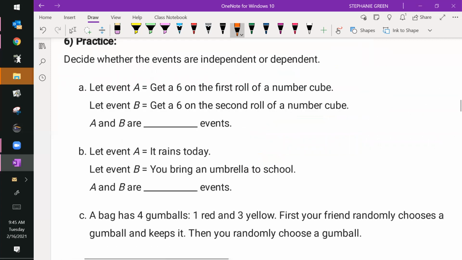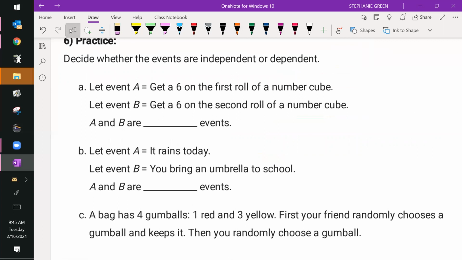So let's talk about independent and dependent events. Here's some more. It says event A is you get a 6 on the first roll of a number cube, and event B is you get a 6 on the second roll of a number cube. Do these events affect the probability of each other? No, they do not. No matter what you roll on the first roll, it's not going to affect your chances in the second roll, unless you cheat and just don't roll it very well. So we would say these are independent events.